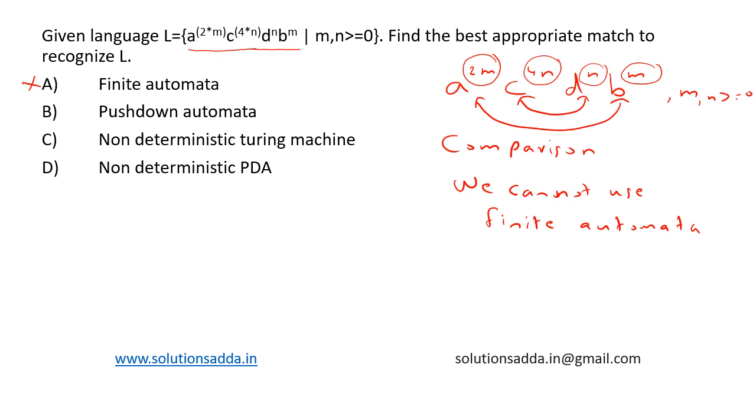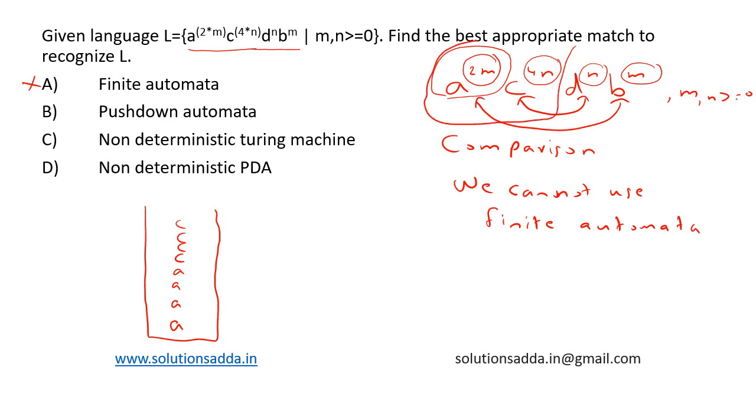Next, the possible solution can be push-down automata, non-deterministic Turing machine, or non-deterministic PDA. From this, we can see that a single stack can be used to solve this question. Let's see how to solve it. We'll push as many a's as come in, which will be 2 times m. Then we will push as many c's as come. Now this pattern gets stored in the stack.